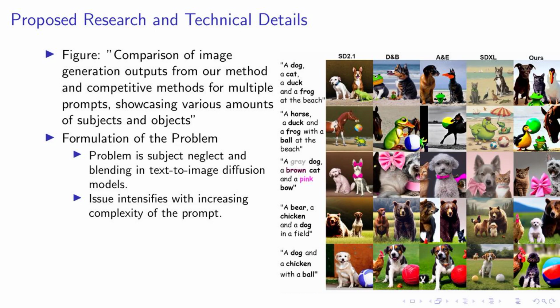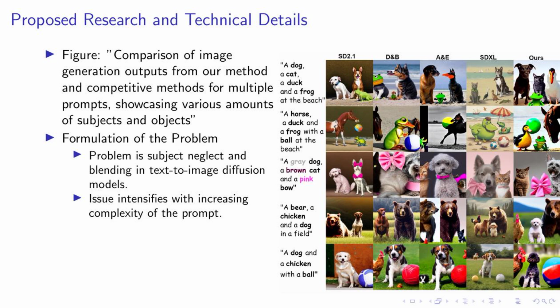On this slide, we delve into the technical details of our research. We begin by addressing the problem at hand: subject neglect and blending in text-to-image diffusion models. This issue becomes more pronounced as the complexity of the prompt increases. To illustrate this, we have a figure on the right that compares the image generation outputs from our method and other competitive methods for multiple prompts. This figure showcases the varying amounts of subjects and objects in each image.